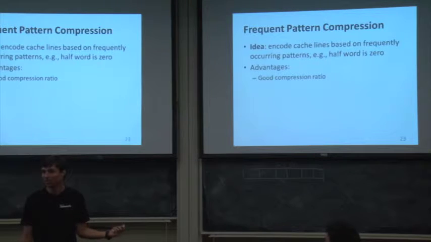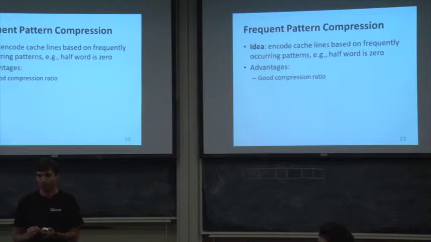Did you get the idea of frequent pattern compression? It wasn't clear. So instead of frequent values, you use simple statically known patterns, like half zeros. That's a simple problem. Because you still have to know what your frequent patterns are. So it's the profiling issue.